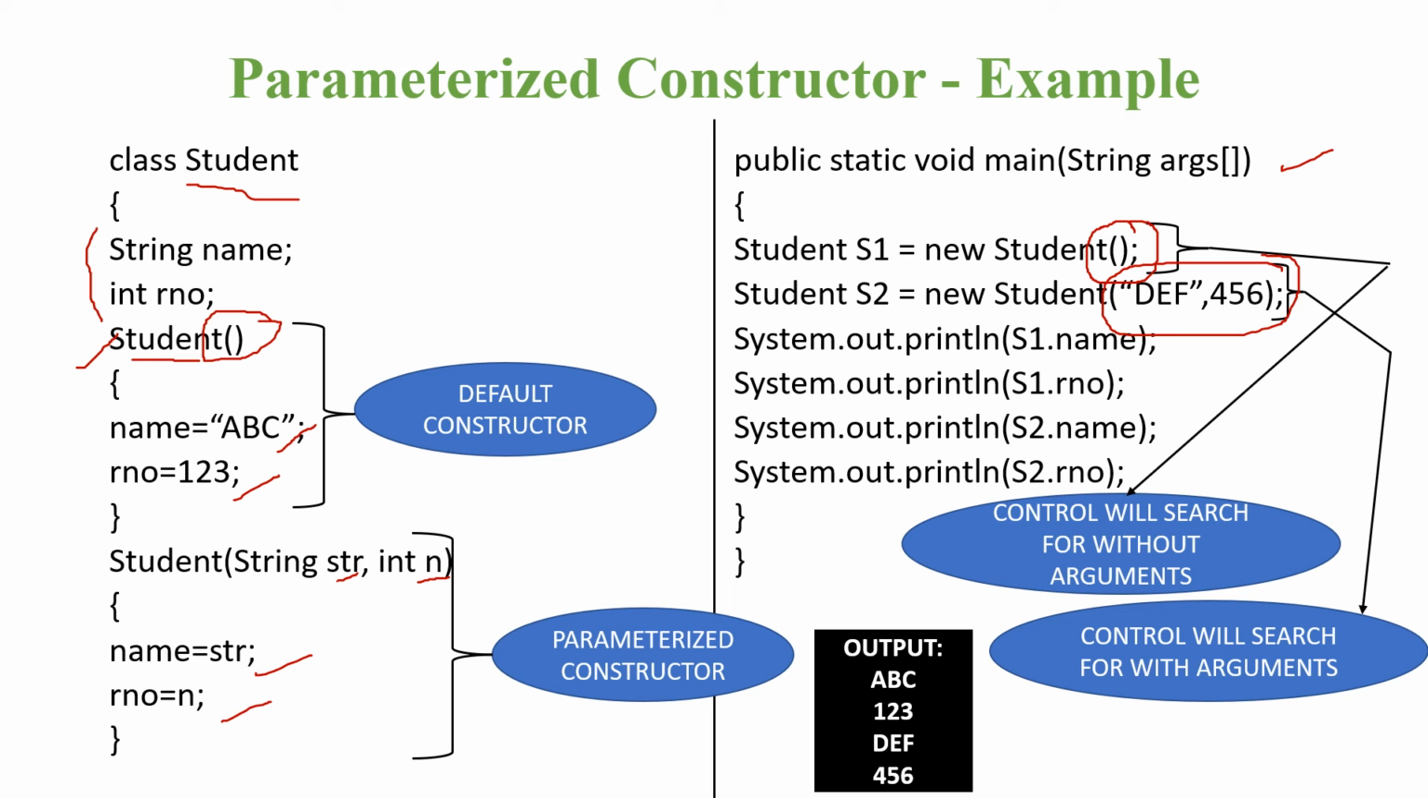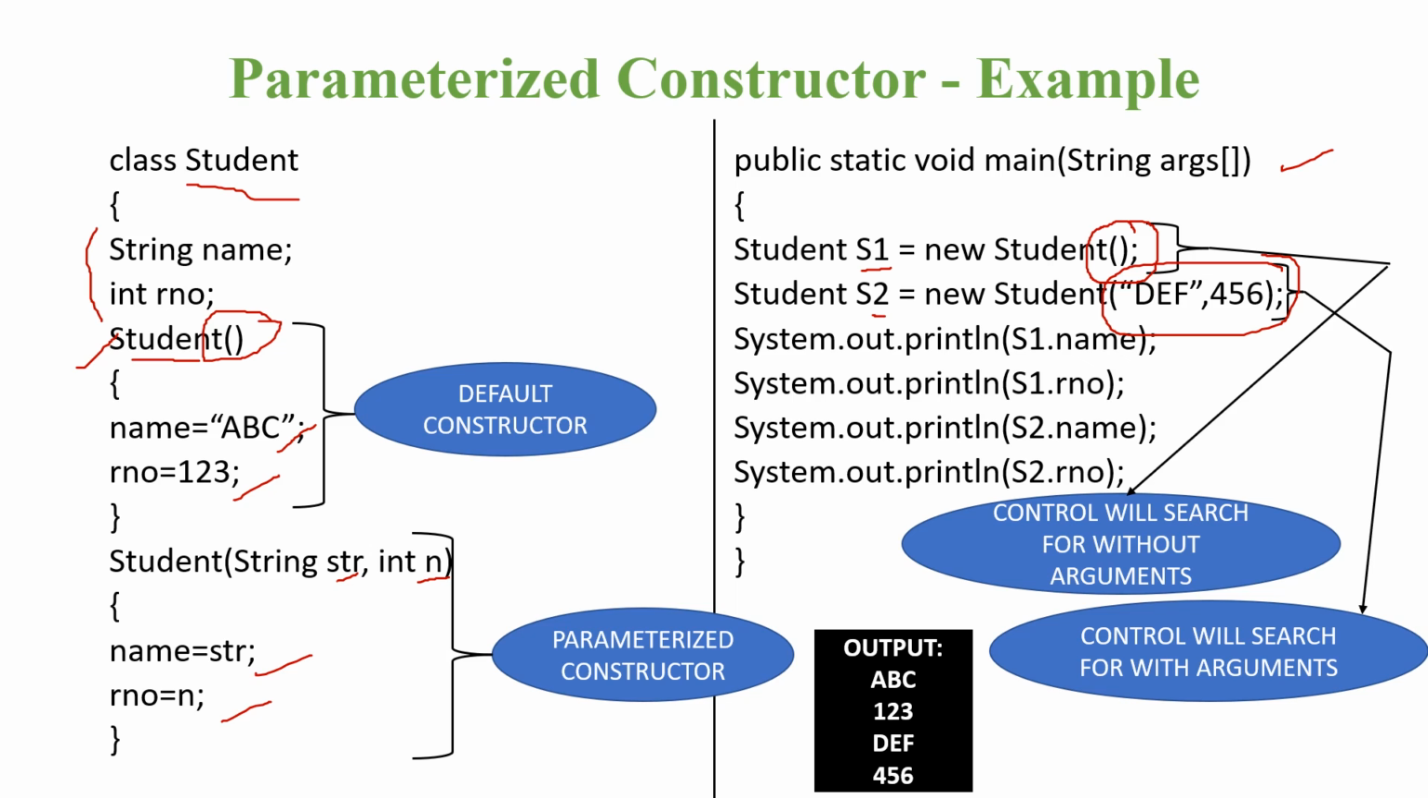So the class name is Student, I have given s1 for this object and s2 for this object, new and constructor. And inside that parenthesis, if we don't pass any arguments, the control will search for the default constructor. And if we pass two arguments or two parameters, then the control will search for the parameterized constructor.